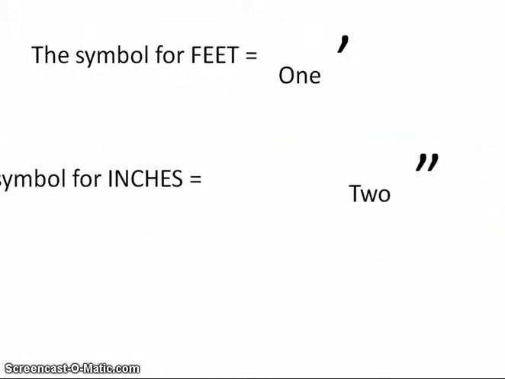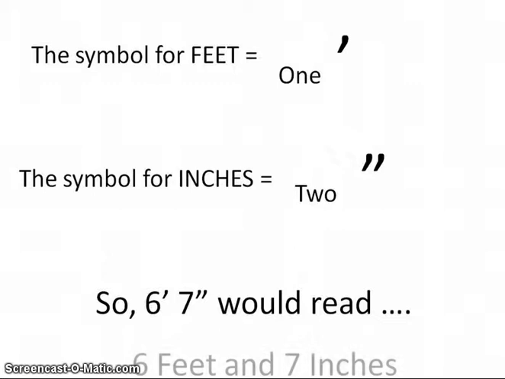Remember, when we write our feet and our inches, the symbols are important. So the symbol for feet is 1 dash, and the symbol for inches is 2 dashes. So 6'-7" would be read as 6 feet and 7 inches.